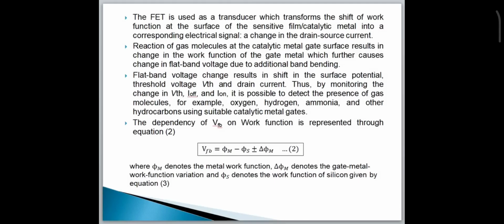VFB is equal to phi m minus phi s plus delta phi m, where phi m denotes the metal gate work function. Delta phi m denotes the gate metal work function variation. Delta phi m is equal to the metal gate work function without gas molecule minus the gate work function with gas molecule. And phi s denotes the work function of silicon, given by equation 3. Simply, phi s denotes the work function of the silicon material.